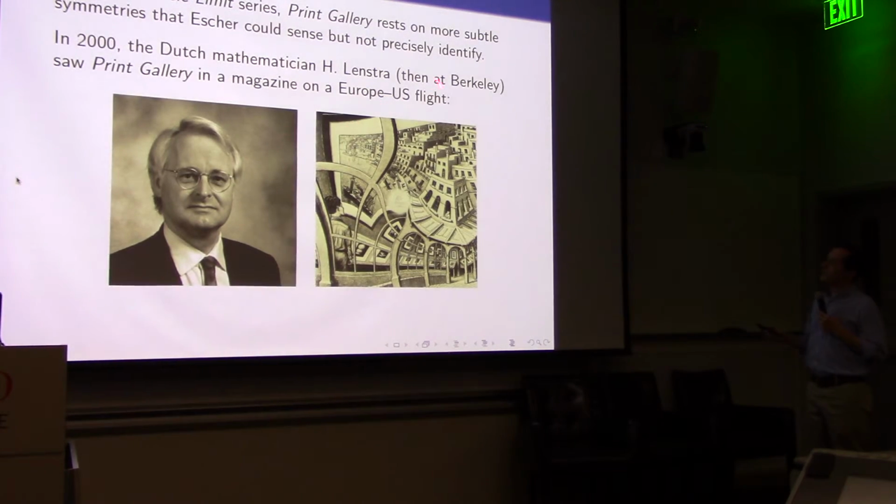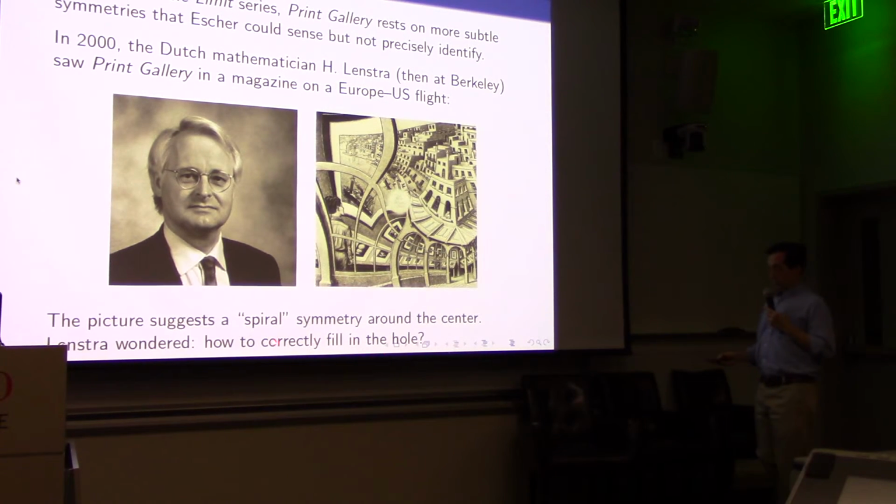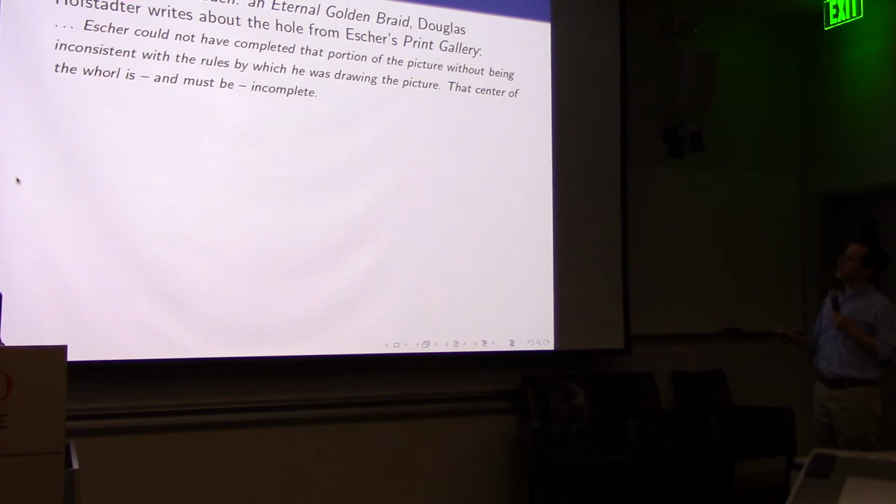So there was a mathematician at Berkeley named Hendrik Lenstra who was on an airline once, saw this picture in a magazine, and he wondered to himself, well, gee, there's some spirally thing going on here. Can I continue the symmetry into the center in some systematic way? And he didn't initially know how to do this. Well, other people had wondered the same thing.